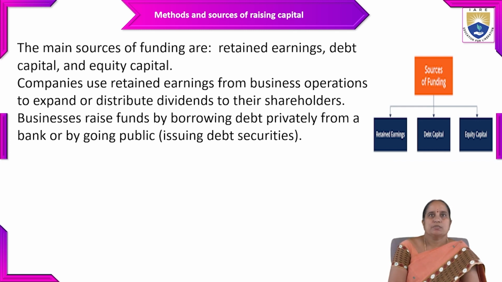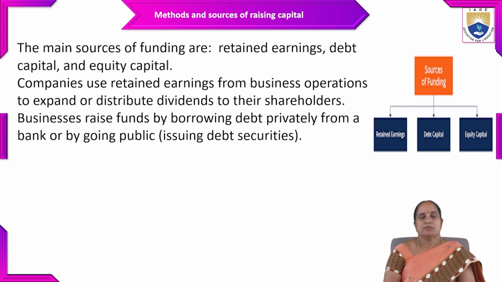Then the main sources of funding are retained earnings, debt capital, and equity capital. Companies use retained earnings from business operations to expand or distribute dividends to their shareholders. Businesses raise funds by borrowing debt privately from a bank or by going public. One can raise funds in the form of debt capital or sometimes by issuing shares to the public. The companies may also raise funds.